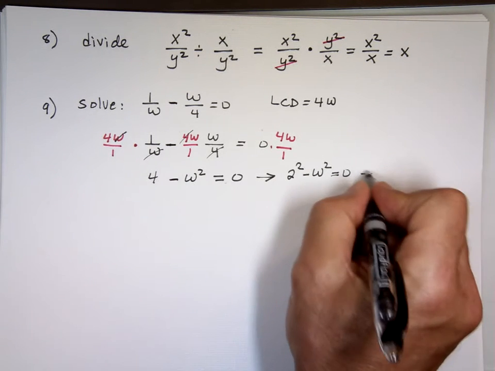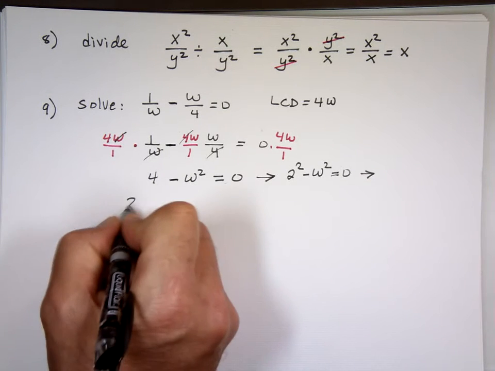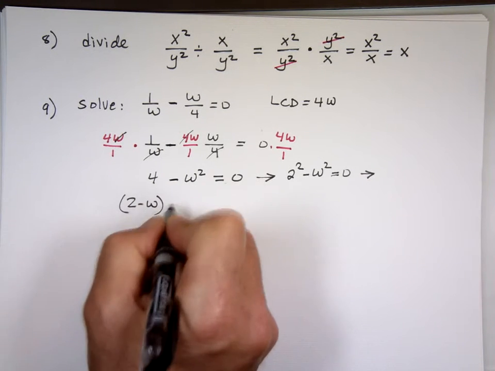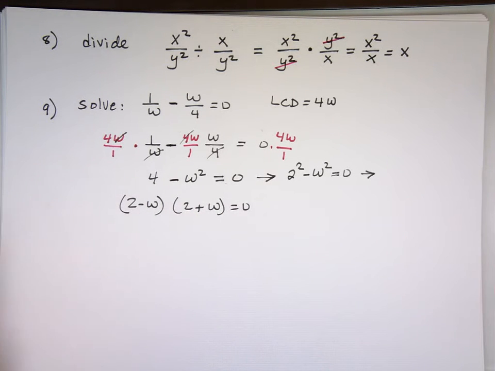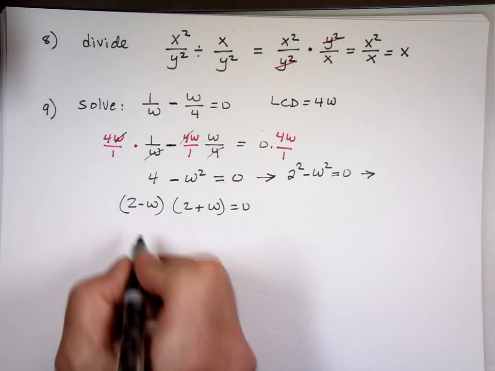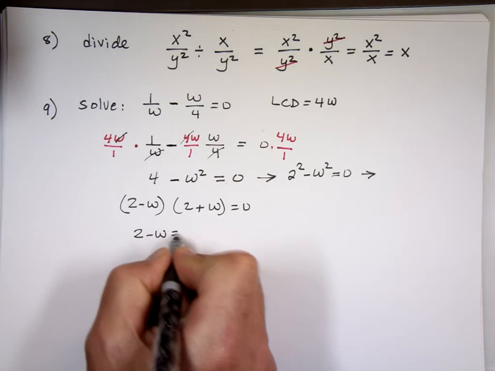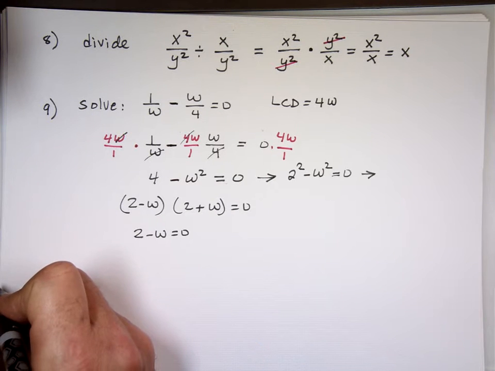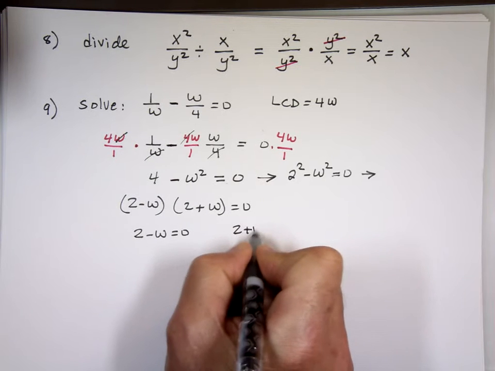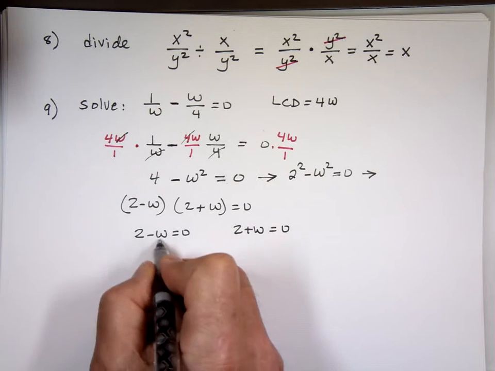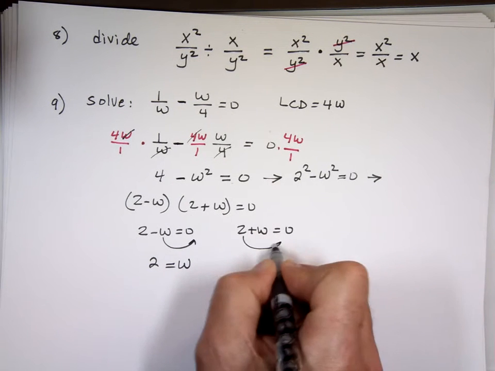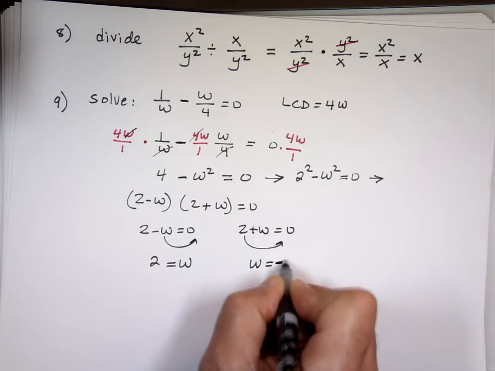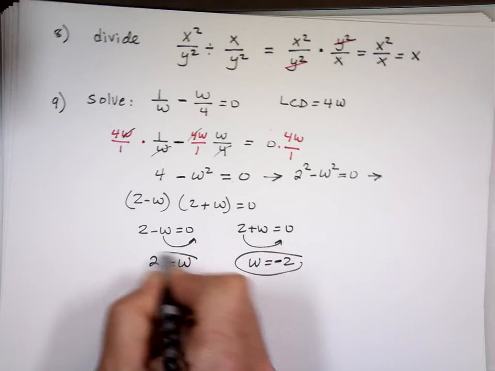Factor that. 2 minus w, 2 plus w is equal to 0. Set each factor equal to 0 and solve it. Well, 2 minus w equals 0. 2 plus w equals 0. Let's solve it. Move the minus w there, 2 equals w. Move the plus 2 there, w equals negative 2. So two answers, 2 and minus 2.